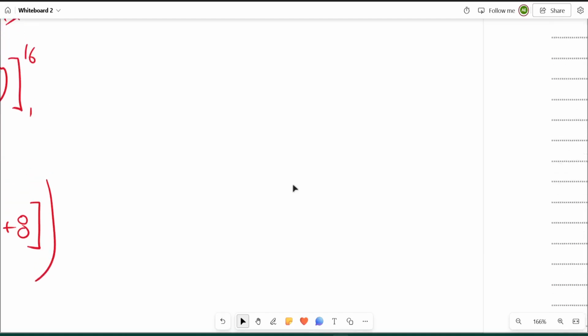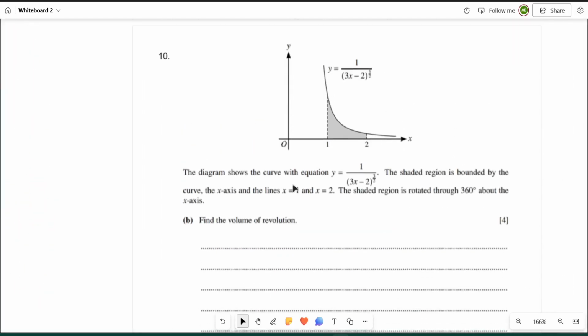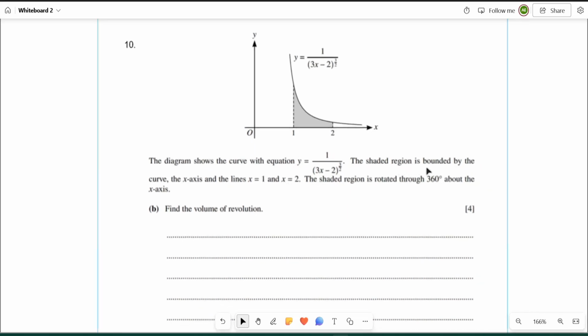Okay, now let's move on to the next question. Okay, that's an interesting one. It's a new type of question. This question says, the diagram shows the curve with this equation. The shaded region is bounded by the curve, and the lines x equals 1, x equals 2, and the x-axis. The shaded region is rotated 360 degrees about the x-axis.